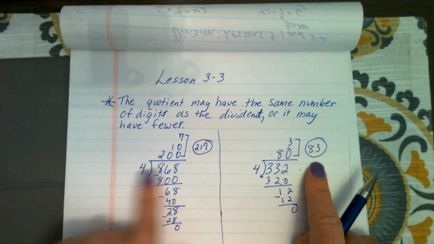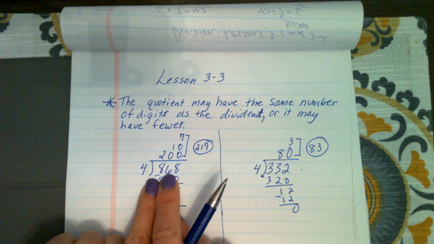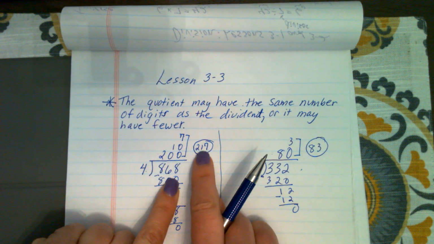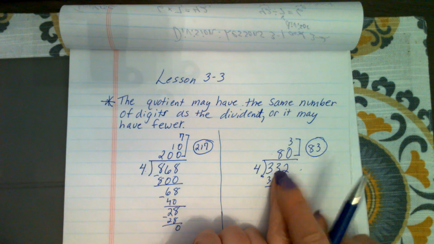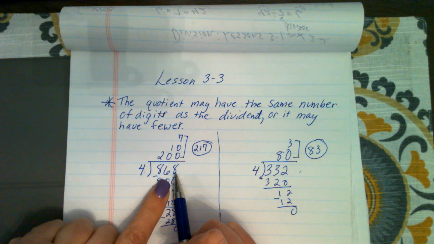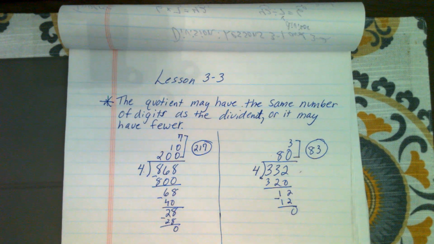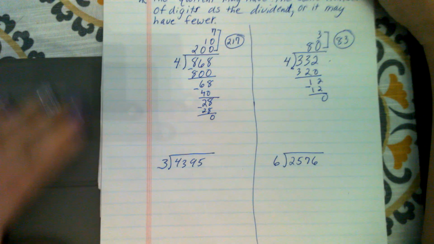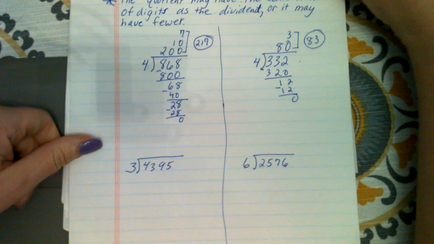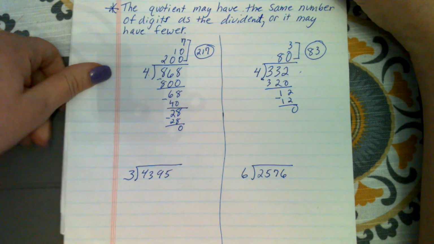Do you see the difference? This 3-digit dividend had a hundreds multiplier, so there were 3 digits in that final quotient. This one does not. Again, you may have the same number of digits, or you may have fewer. Let's look at an example with 2 4-digit dividends and see how we can notice what our largest multiplier will be and how many partial quotients we will have.